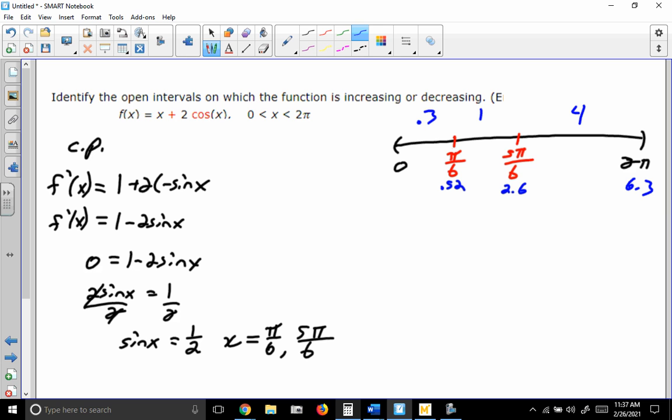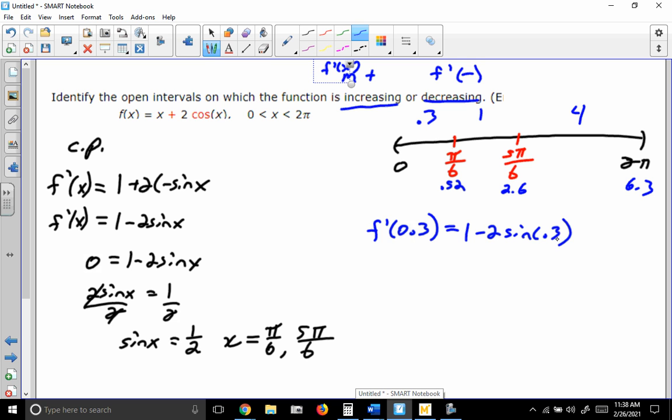So remember, what are we looking for? We're looking for where we are increasing, which is where our slope is positive. And what tells us slope? The first derivative. We're also looking where we're decreasing, which is where our slope is negative, or where our first derivative is negative, where we're going down. So we just need to evaluate the slope in each interval. So plug in our test values into our first derivative. If we plug in 0.3, we have 1 minus 2 times sine of 0.3.